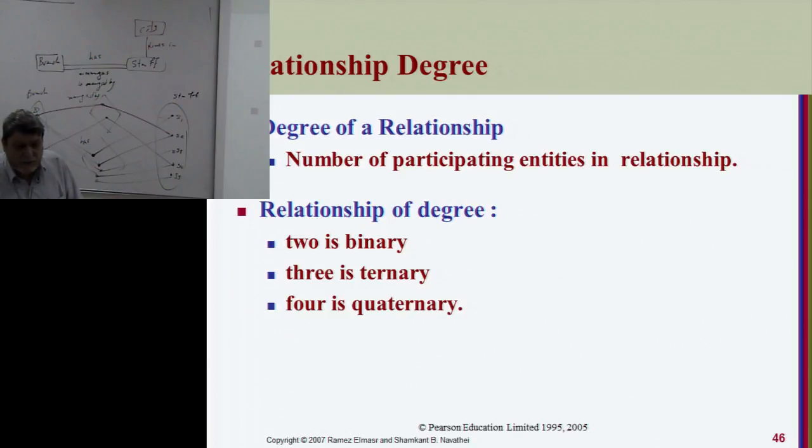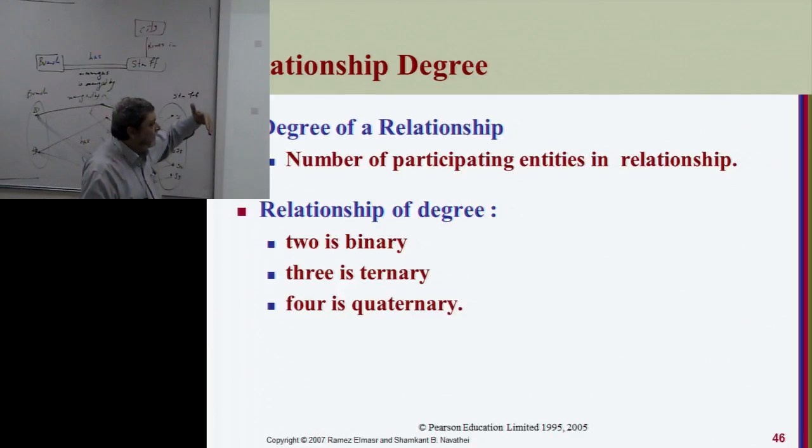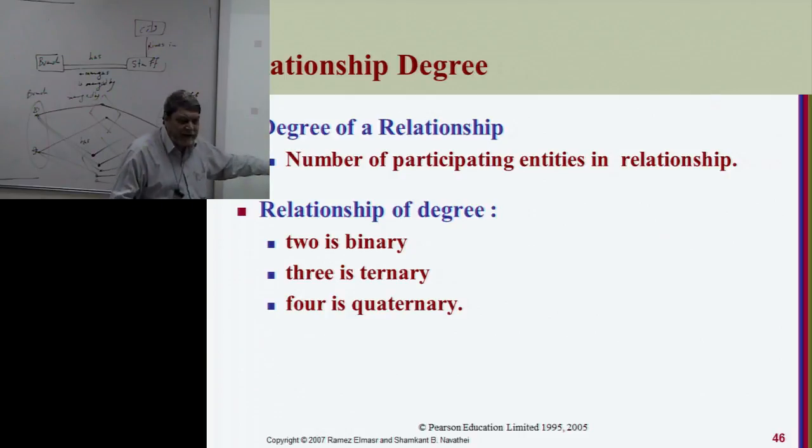But how can I draw a relationship using a single line? We have three entity types, not only two. So this is something difficult. Anyway, this relationship of three entity types has a degree of 3. Its degree is 3, or we call it ternary.